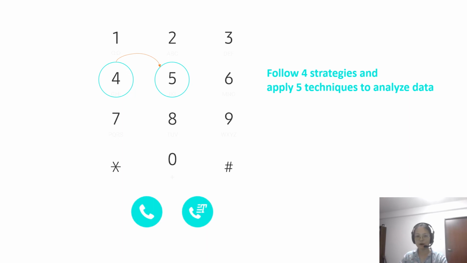So we have so far finished what we want to introduce for today's episode. That is to follow 4 strategies to collect data using 6 sources of data. And in the next episode, we're going to analyze the data. And again, we're going to use the dial pad of the phone to visualize this for you as a metaphor. So you can follow 4 strategies and apply 5 techniques to analyze data when you're using case study.